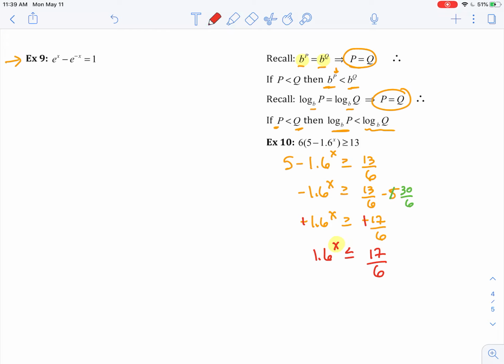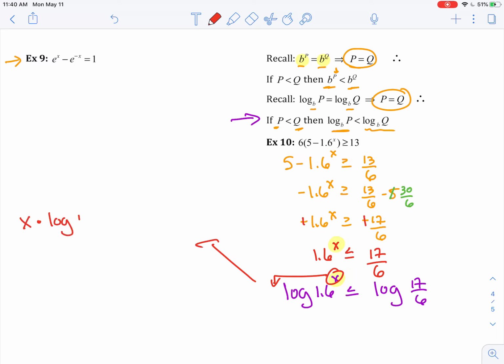So I'm going to take the log of both sides, and I'm just going to work with log base 10. So I'm going to take the log of 1.6 to the x less than or equal to the log of 17.6. If the left side is smaller than the right side, then the log of that quantity on the left is going to be smaller than or equal to the log of that quantity on the right. Okay. And now we know that if we have the log of a quantity raised to a power, I can take that power and bring it down in front as a coefficient. So we're really going to have x times the log of 1.6 less than or equal to the log of 17.6. And in order to solve, I just need to divide both sides by the log of 1.6.